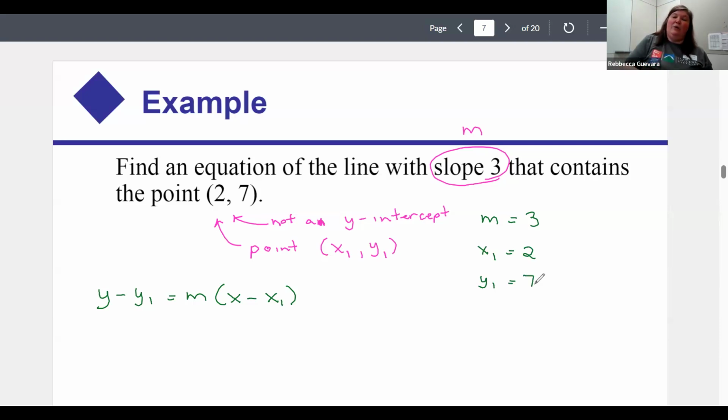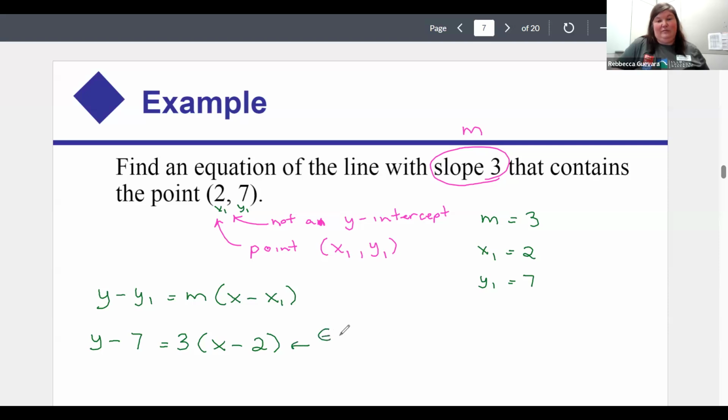Like I said, x1 and y1 have numerical components, and they come from the point that we are provided. Just remember it's an xy pair. So if I fill in my formula here, I'm going to have y minus y1, which was 7, equals m, which is 3, times x minus x1, which was 2. So technically right here, we do have an equation of the line.